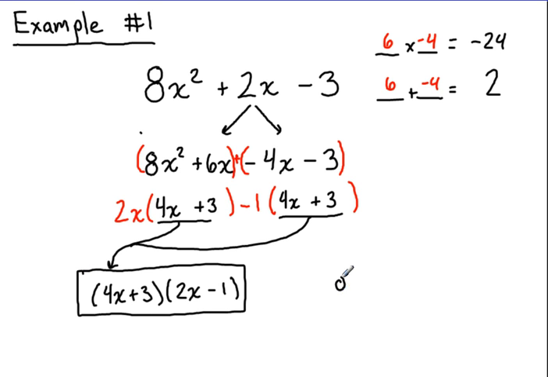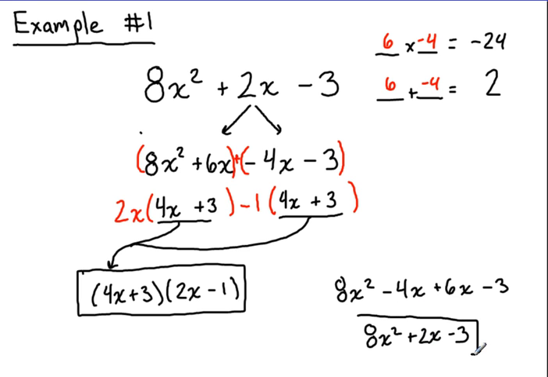4x times 2x is 8x squared. 4x times minus 1 is minus 4x. 3 and 2x multiplied together gives us our plus 6x. 3 times minus 1 is the minus 3. This should look pretty familiar as our row right here. Combining up our like terms, we'll see 8x squared plus 2x minus 3. This checks out as our trinomial that we started with, so we know we factored it correctly.